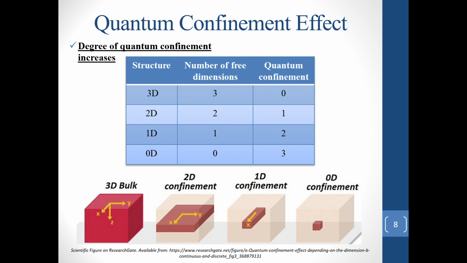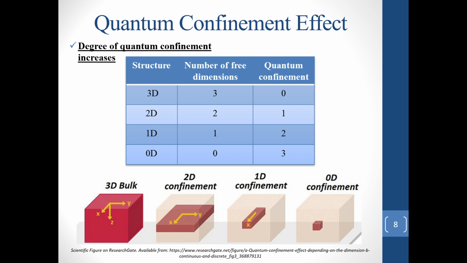And in 2D, because one dimension is less than 100 nanometers, the electron has to move in only two dimensions. So the quantum confinement is now 1. And in 1D material, your electron is only supposed to move in one dimension, because the other two dimensions are less than 100 nanometers. So the quantum confinement is 2. And for 0D, similarly, the electron has nowhere to move, so all three dimensions are confined now. So this is the 0D effect.